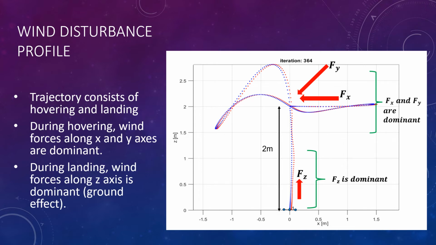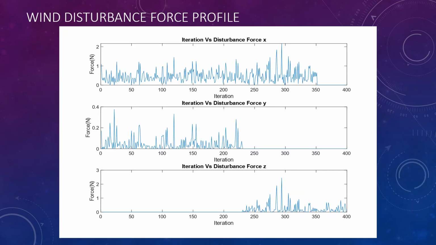As we have mentioned previously, the trajectory the drone takes consists of hovering and landing paths, where the wind disturbances acting along that path may vary too. During hovering, wind forces along the x and y axes are dominant, and during landing, the wind force acting along the z-axis is dominant because of the ground effect. Those varying wind disturbance forces can be represented as in these graphs.